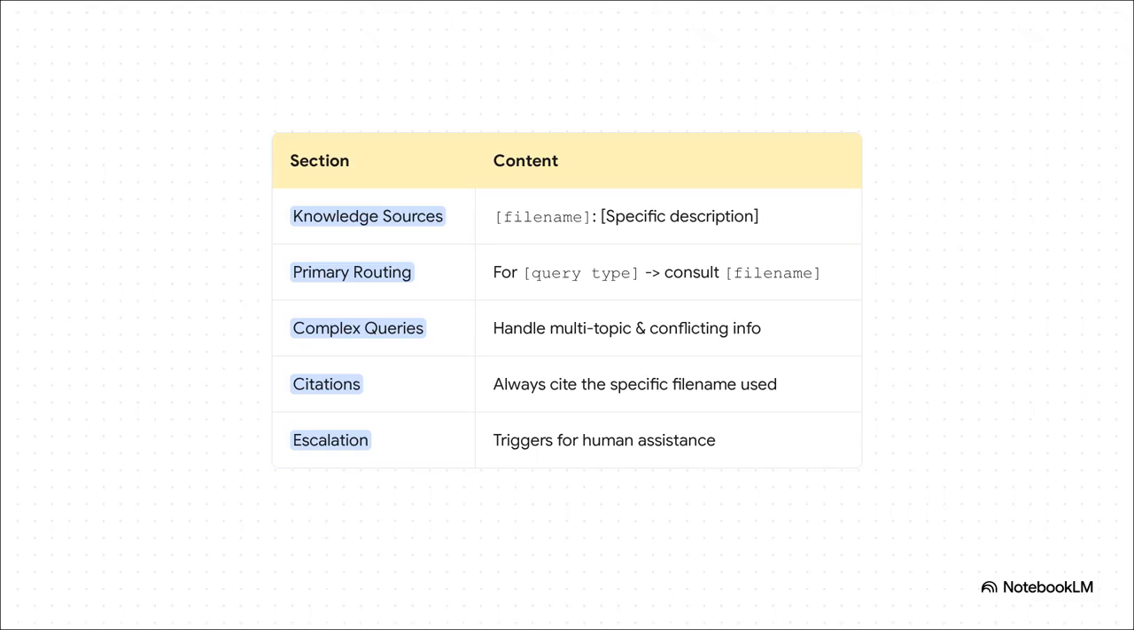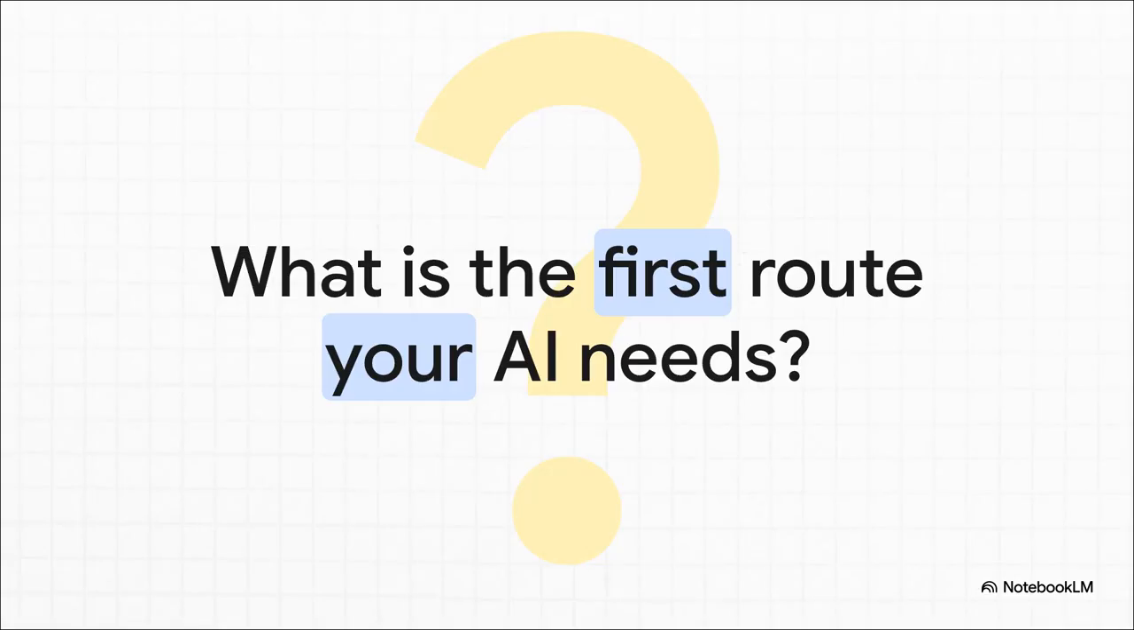It's your complete guide. So I'll leave you with this question. Take a look at your own AI agents. What's the number one most common mistake they make? What is the first, most important route you can build for them right now to make them better?